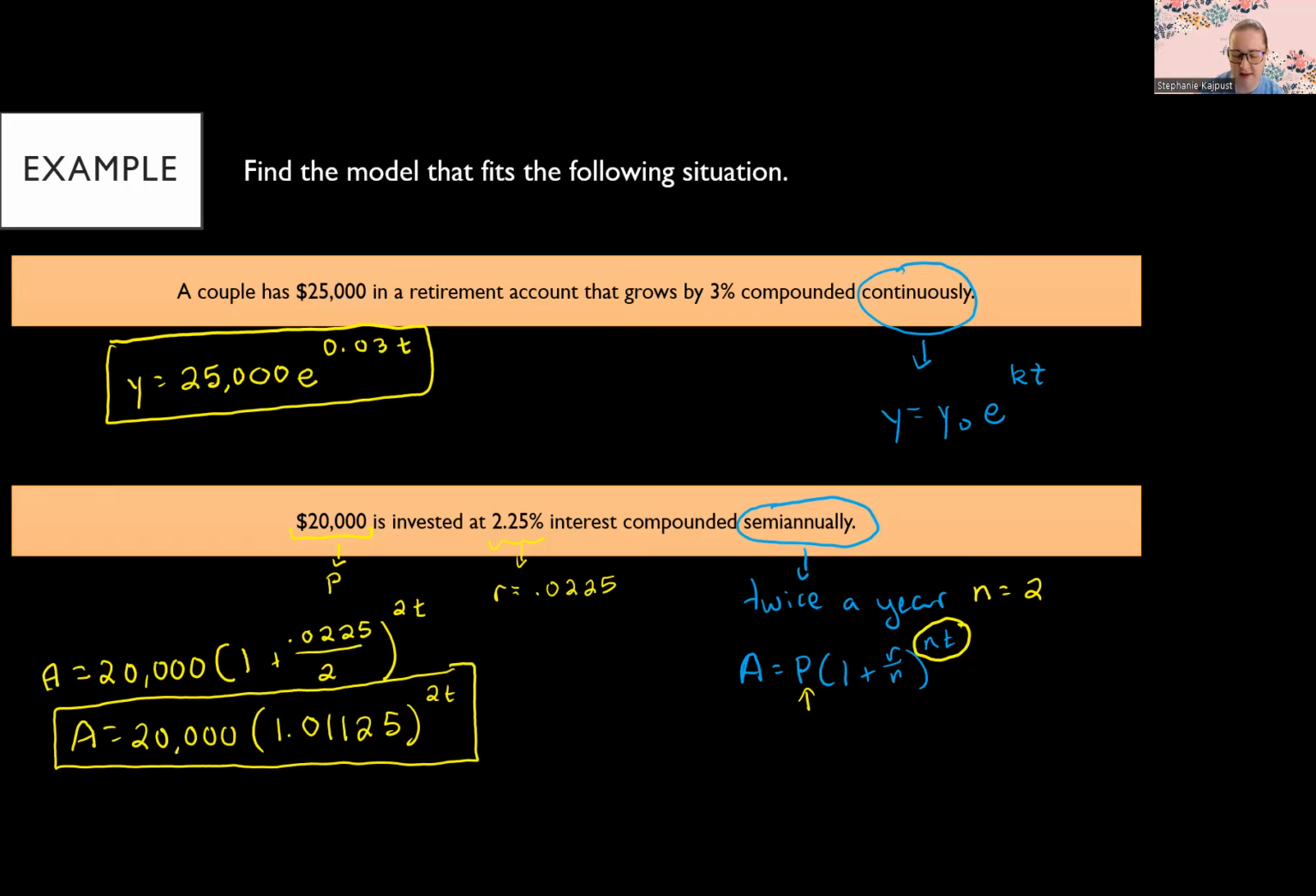Whatever your n is that you determine, if it's quarterly, that would be 4 times a year. Monthly would be 12 times a year. You just plug that in for n into that formula. Does that help? Yes, thank you. Okay. Are there other questions?